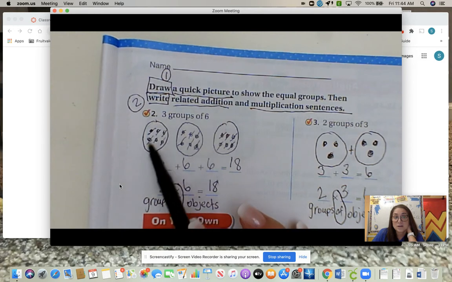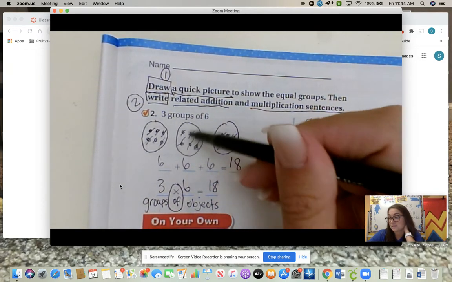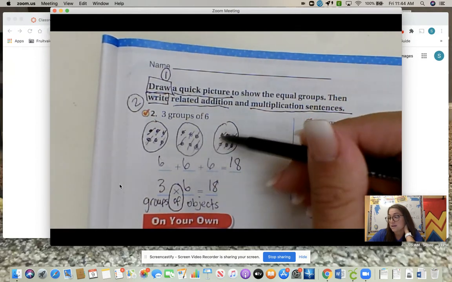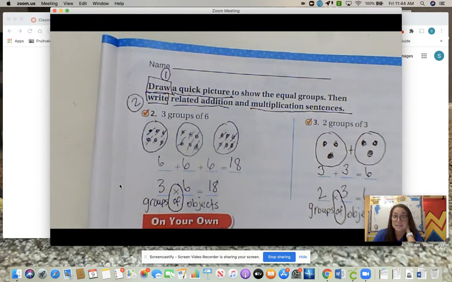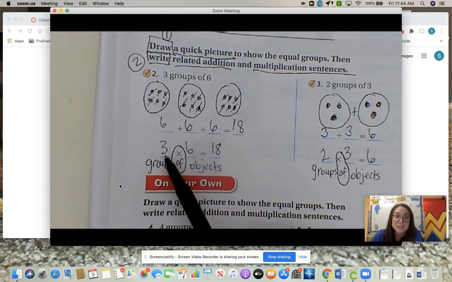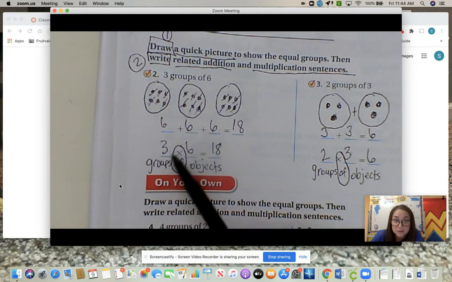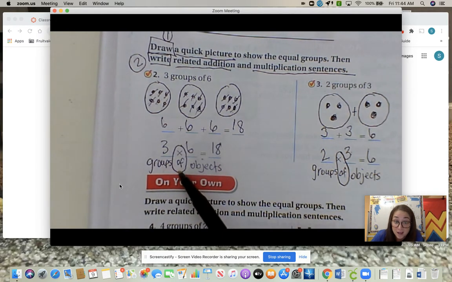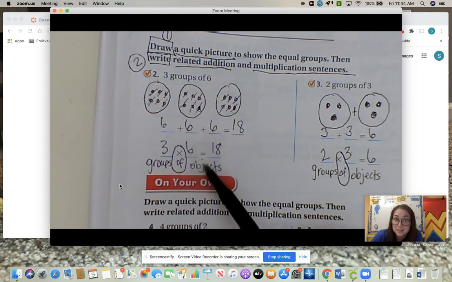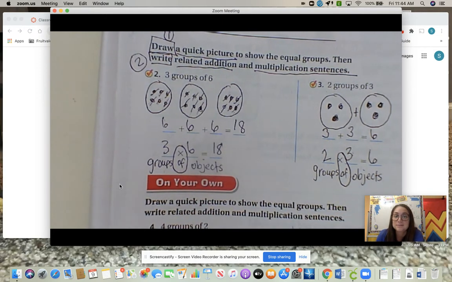I crossed off because I counted. So I went 1, 2, 3, 4, 5, 6, 7, 8, 9, 10, 11, 12, 13, 14, 15, 16, 17, 18. Then you have your multiplication. Again, 3 groups. Your groups are first, 3 groups of, which is multiplication, 6 objects. There's 6 in each, which equals 18.